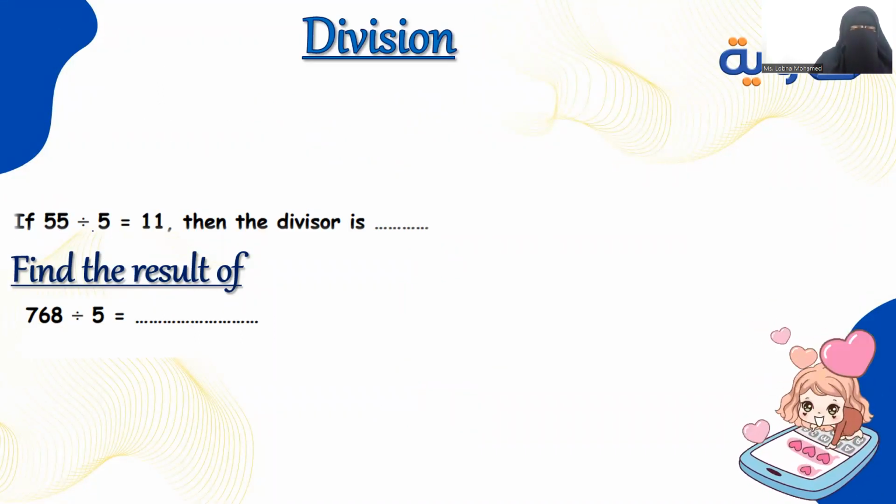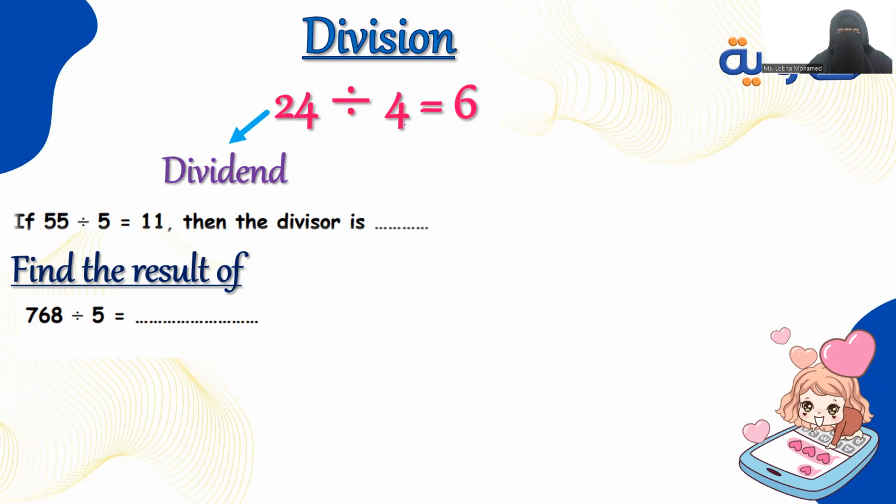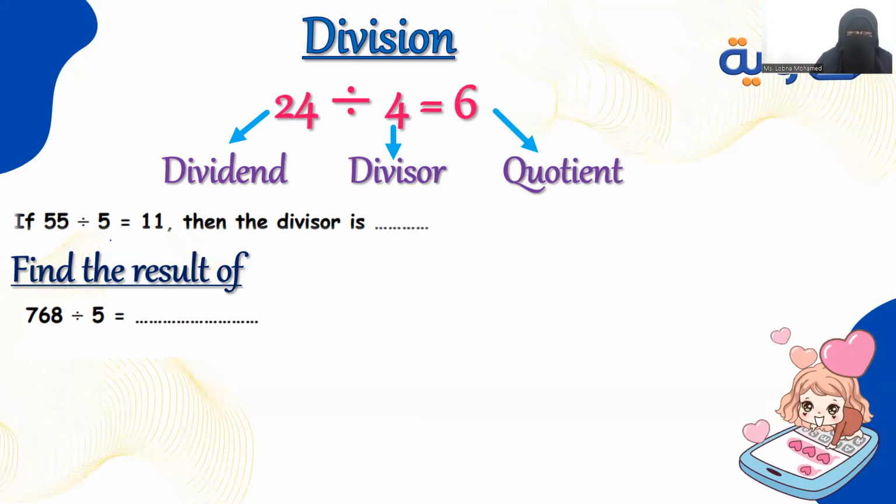He said to you, if 55 divided by 5 equals 11, then the divisor is what? Okay, did you remember this? What is the name of each part? Let me remind you. 24 divided by 4 equals 6. So 24 here is called what? This is the dividend. And the 4 is called divisor and 6 is called quotient. Don't forget this. So again, the divisor in this question is what? It's 5.